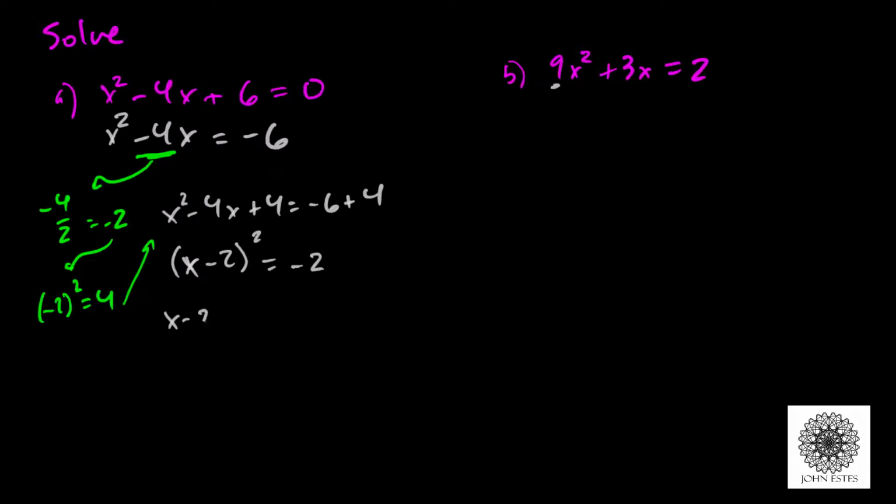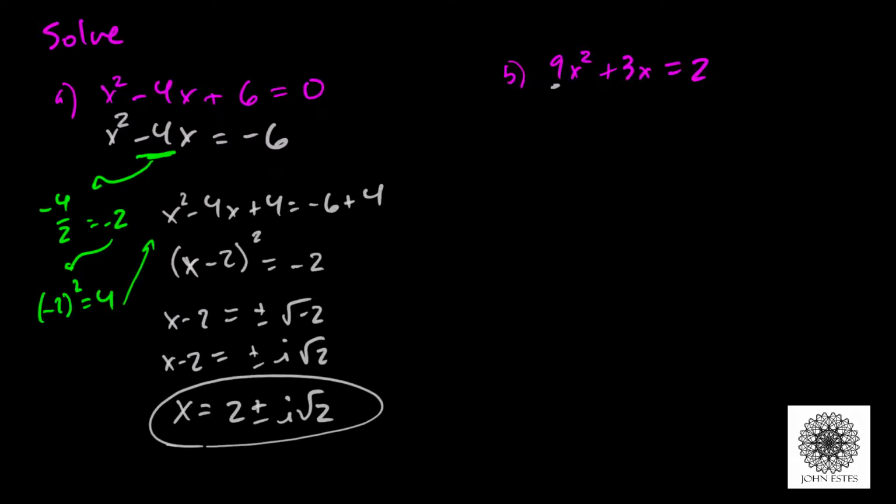So I have x minus 2 equals plus or minus the square root of negative 2. So that's x minus 2 equals plus or minus i square root of 2. And finally, x equals 2 plus or minus i root 2. And there are my two solutions.